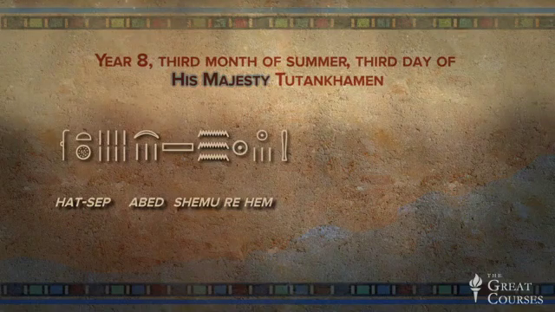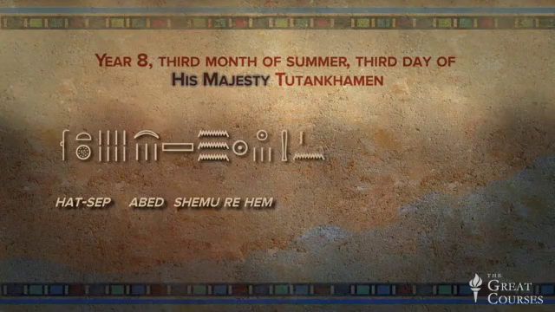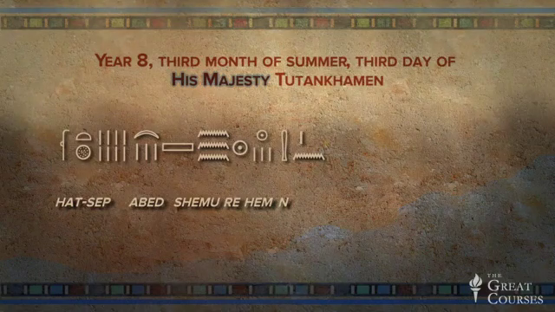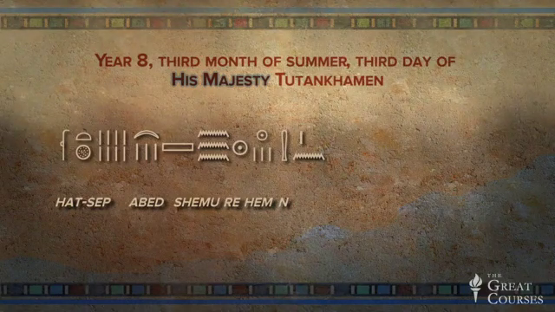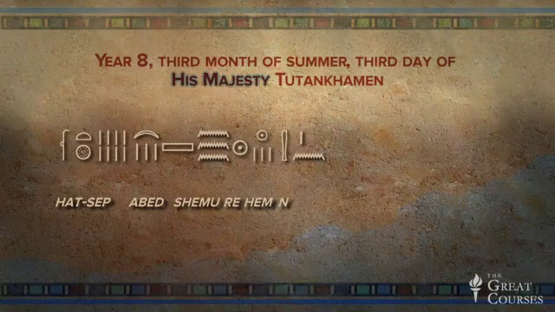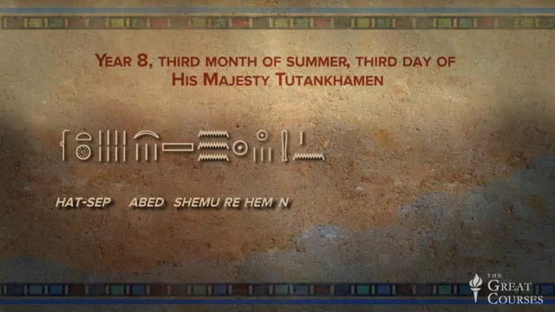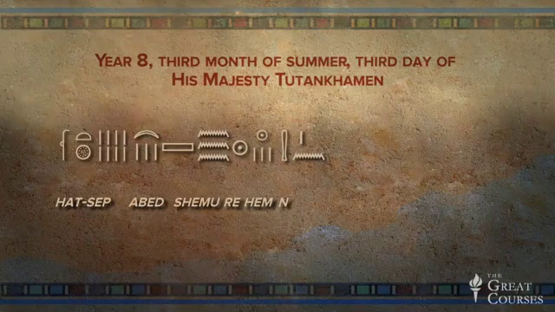In dates, it's common to see the Fuller's Club with a water sign N. So if we write it this way, we're not really saying His Majesty. We don't have the viper His. Here, the N means of. So it would be the majesty of. The entire translation would be year 8, 3rd month of summer, 3rd day of the majesty of Tutankhamun.